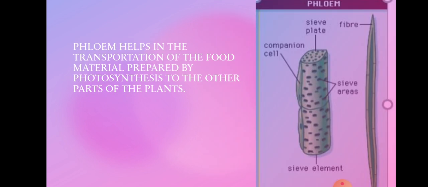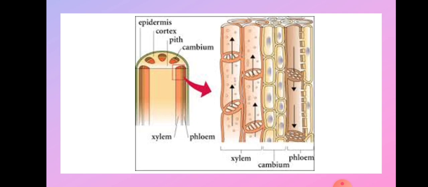Okay. Yes, this is about xylem and phloem, children. So these are the structures, the internal structure of xylem and phloem. How they look like. Xylem conducts water, phloem conducts food.